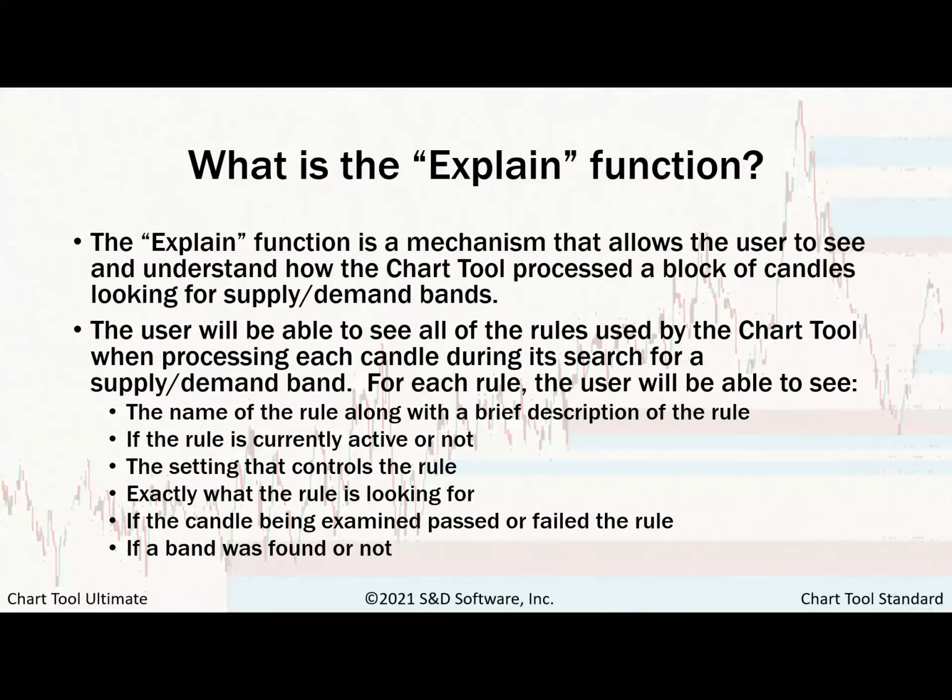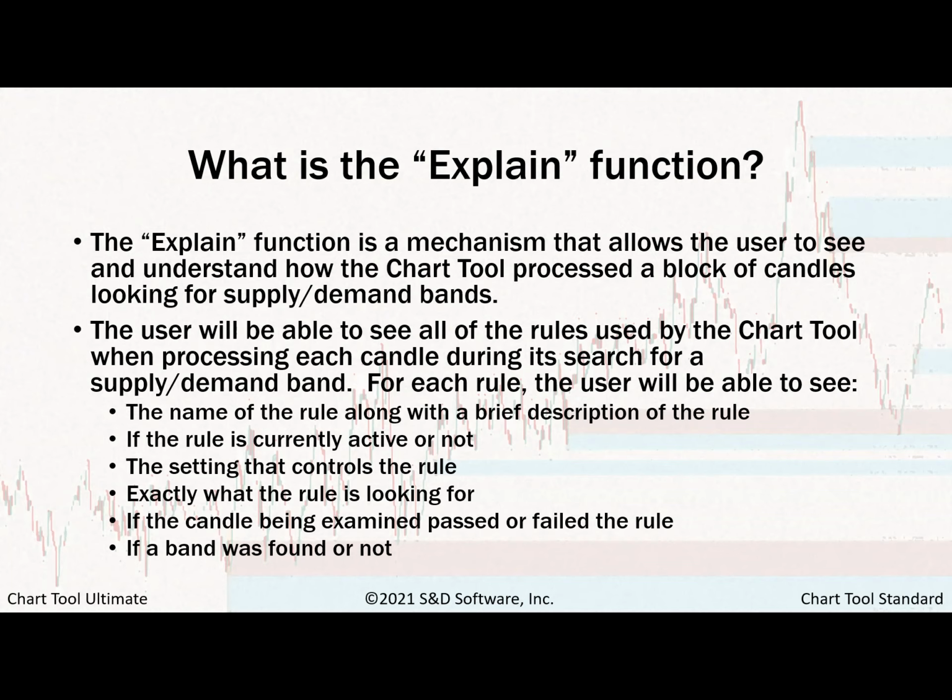As part of the explanation, the user will get to see all of the rules used by the chart tool when processing each candle during its search for a supplier demand band. For each rule, the user will be able to see the name of the rule along with a brief description of the rule, if the rule is currently active or not, the setting that controls the rule, if there is one, exactly what the rule is looking for, if the candle being examined met the requirements of the rule, and ultimately, if a band was found or not.